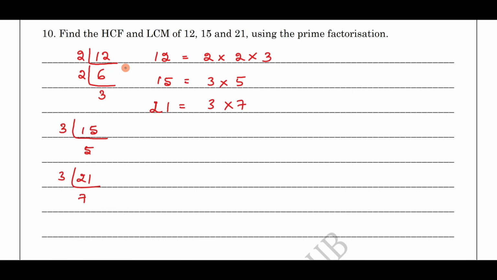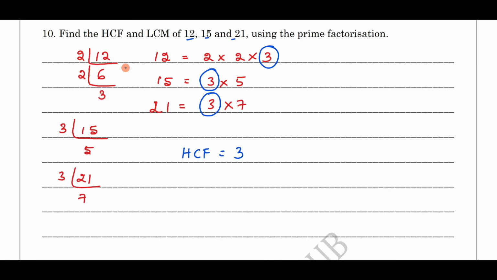Here, HCF is the common factor in all these. What is common? You have 3 here, 3 here, 3 here. Therefore, HCF is 3. That means the number which divides all the 3 numbers, that is 12, 15 and 21, is 3. Therefore, HCF equals 3.